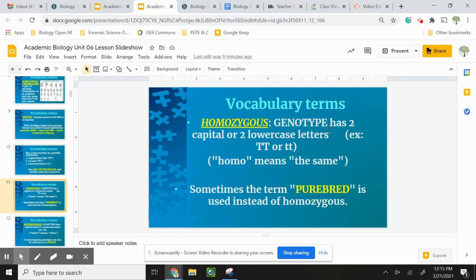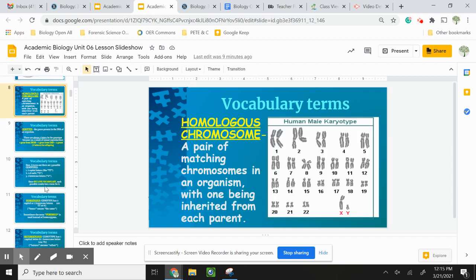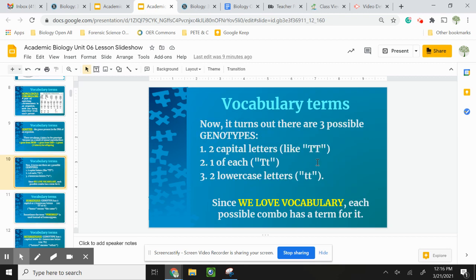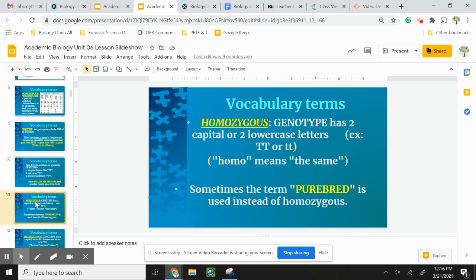Homozygous genotypes. Now, what did I tell you before? The prefix HOMO means the same. So homozygous genotypes are referring to genotypes that have the same letters. So the big T would be homozygous. The little t would be homozygous. These are the same. Big T, same. Little t, same. Homozygous.